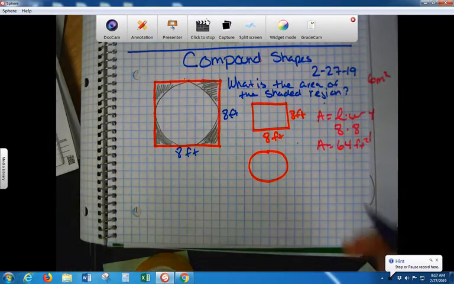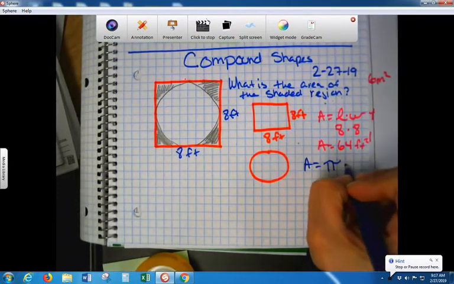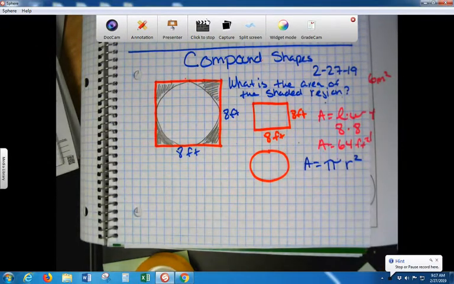So, how do I find the area of a circle? What did we learn yesterday? Pi, radius, square. Okay, when do I use a diameter? When you're finding the circumference. Good. When you're finding the circumference, you find the diameter.